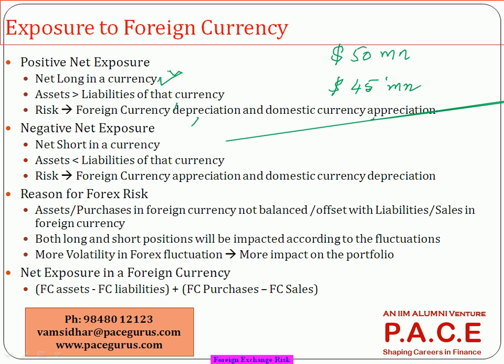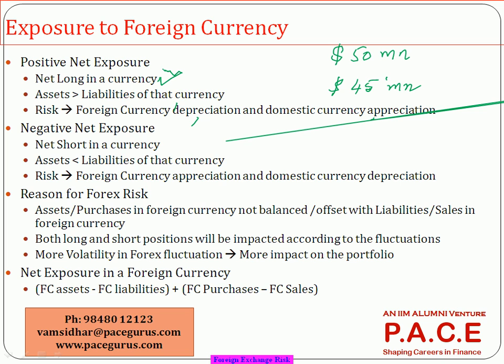Whereas my risk is the other side. If the foreign currency depreciates, I'm actually getting into a loss, right? The same is the opposite if my exposure is net negative. My assets are $45 million, my liabilities are $50 million. So my net is minus $5 million. So if I translate it again to the Indian, if the dollar appreciates, I'm losing very, very heavily. My loss is increasing. Whereas if the rupee appreciates, probably my loss is decreasing.